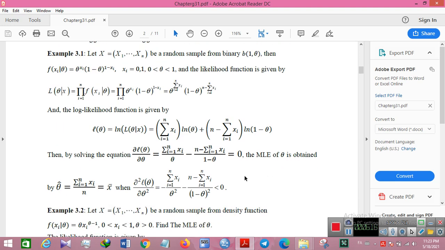If we look at the derivative of the log likelihood function, we have this form. Setting it equal to 0 and solving this equation gives theta hat equal to x bar. If you look at the second derivative, we have this one, which is negative, so theta hat is the maximum of L(theta), the log likelihood or likelihood function.